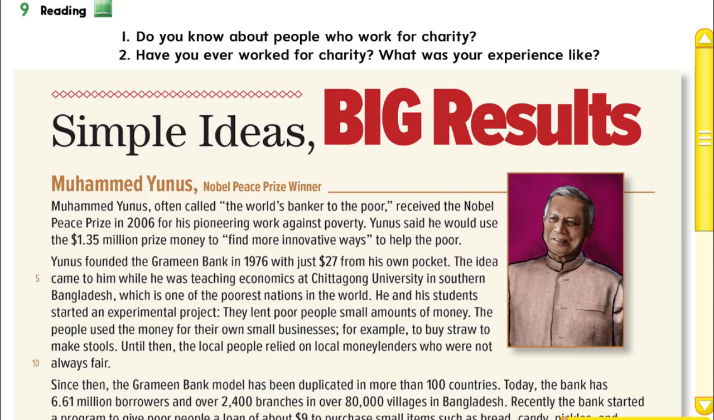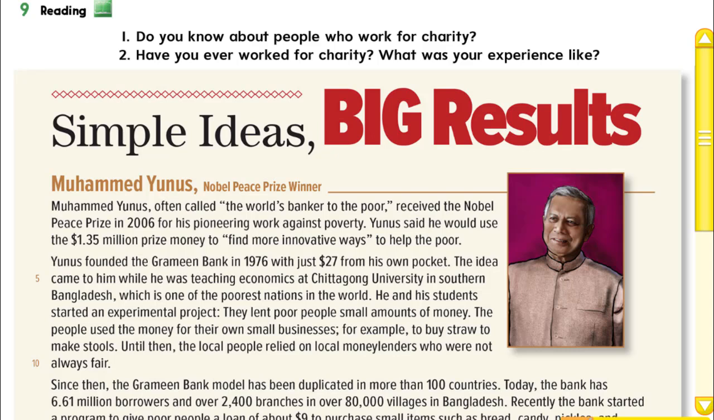Muhammad Yunus, Nobel Peace Prize winner. Muhammad Yunus, often called the world's banker to the poor, received the Nobel Peace Prize in 2006 for his pioneering work against poverty. Yunus said he would use the $1.35 million prize money to find more innovative ways to help the poor. Yunus founded the Grameen Bank in 1976 with just $27 from his own pocket. The idea came to him while he was teaching economics at Chittagong University in southern Bangladesh, which is one of the poorest nations in the world.